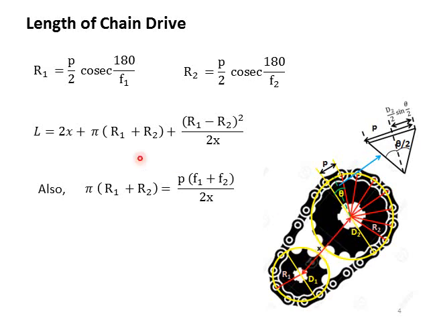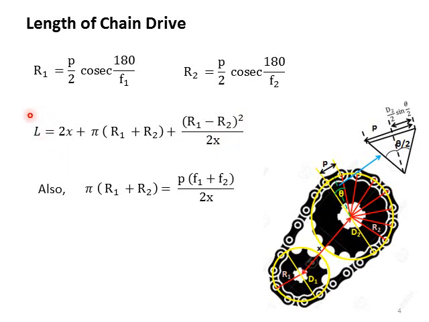this x. So L, the length of chain, is equal to 2x plus pi into the sum of pitch circle radius of driver sprocket and the driven sprocket, plus we have to subtract the radius of driver sprocket with respect to the driven sprocket and take the square of both, divided by 2x.